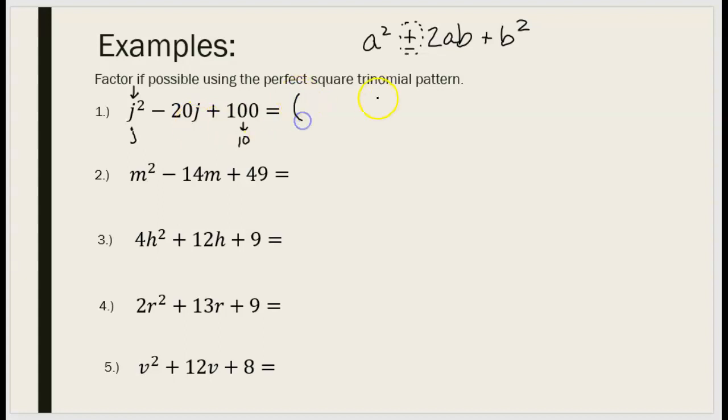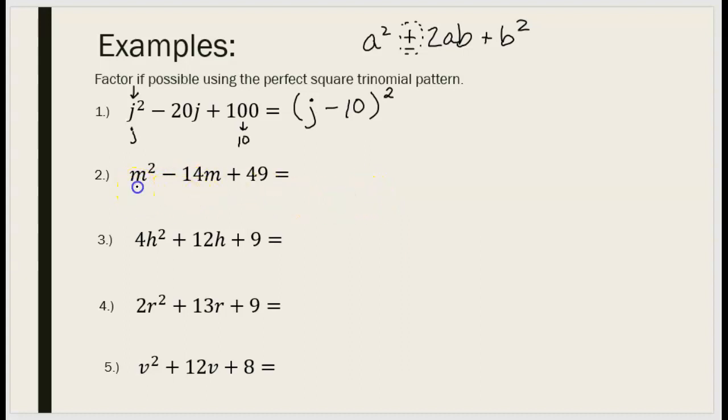So here's the way you factor this thing. You're just going to say, what's the square root of my first term? Well, we already figured that out. It's j. What's the square root of my last term? It's 10. What's the sign in front of the middle term? It's a minus. And that thing has to be squared. And that's all that there is to it. Once you pick up on the pattern, this is a super easy thing to do. It's a very easy thing to factor.